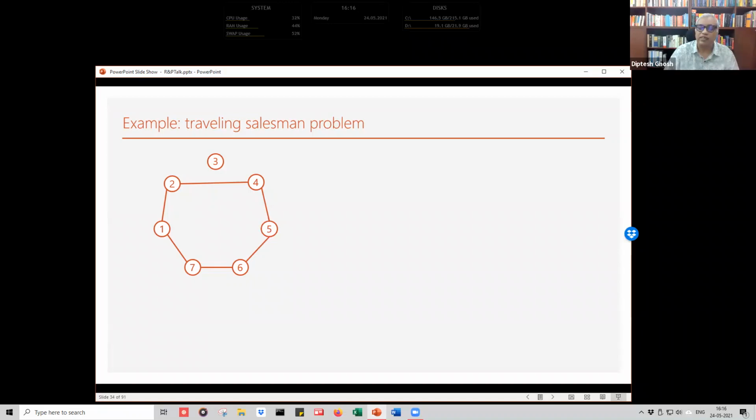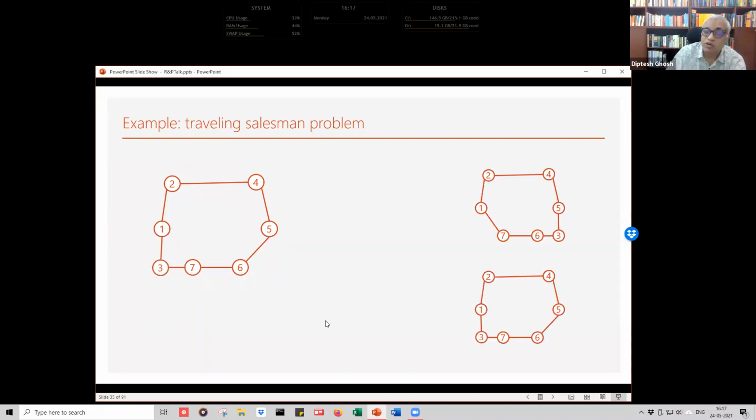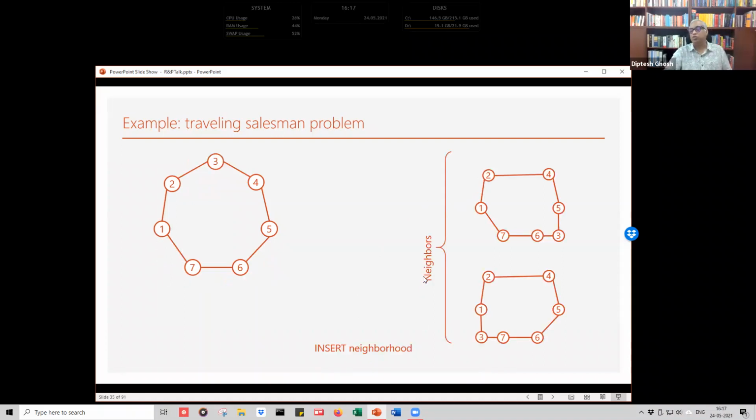So I can try and insert it here. I can try and insert it here, here, here, here. And every time I insert it in some other place, I'm going to get a fresh tour. For instance, if I take 3 and insert it between 5 and 6, this is the tour that I get. So as you see, this is different from my original tour. This is the neighbor of the tour. I can put it here and get another neighbor. And if I do this, these kinds of neighbors are called the insert neighborhood neighbors.